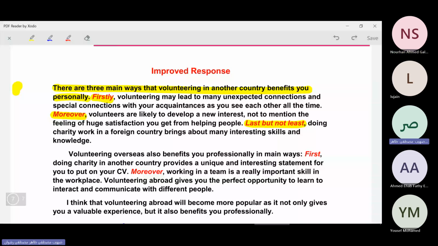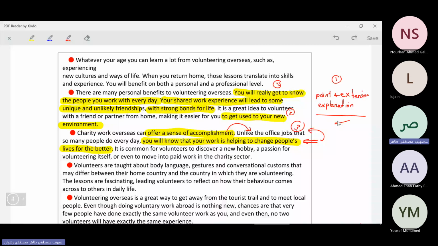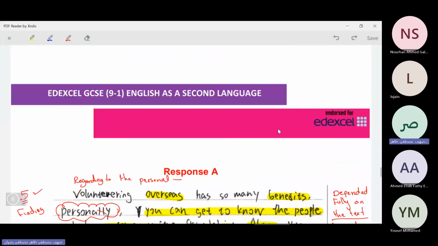Wait, Orhan. Based on the first point, it's very clear whether the student depended on the original text or used his own words. Here is the original sentence, just to be fair in judging him. He said here, you will really get to know the people you work with every day. Your shared work experience will lead to some unique and unlikely friendships with strong bonds for life. And here is the answer of the student.